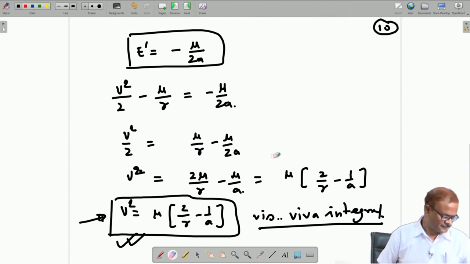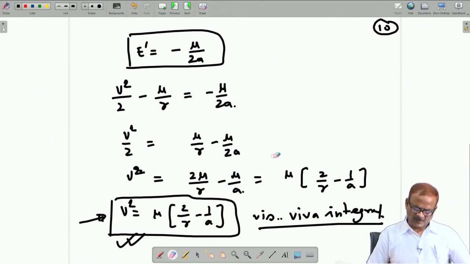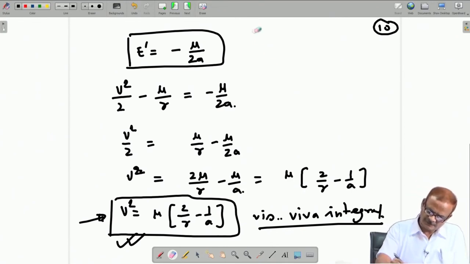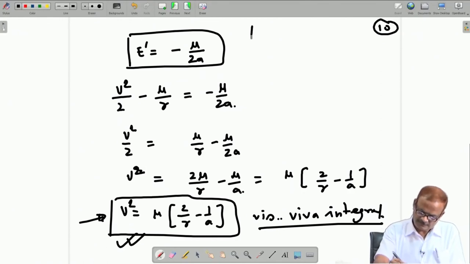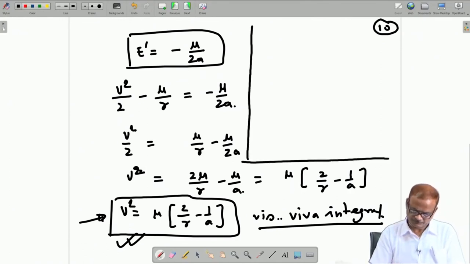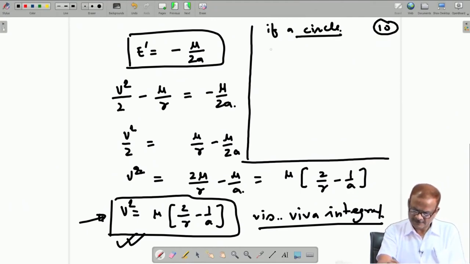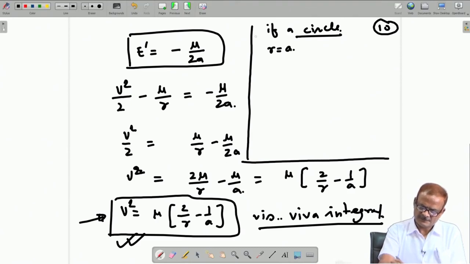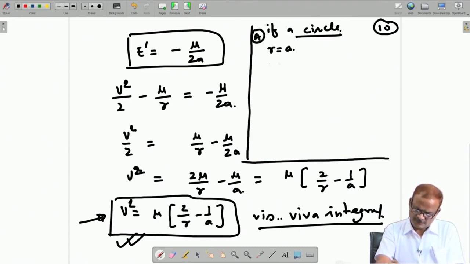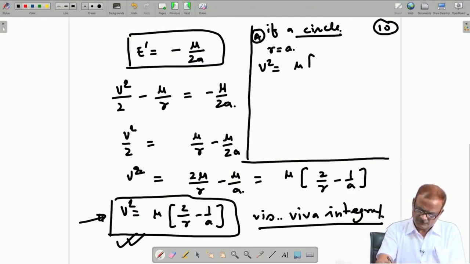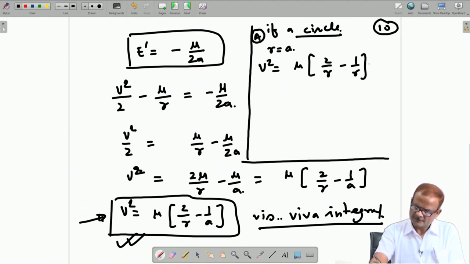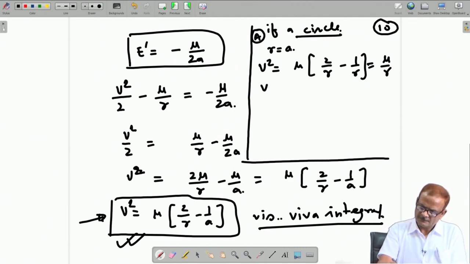Next, and this is very important, let me discuss this particular expression here. Say if the orbit is a circle, then in that case R equal to A, this is case number A. So, V square equal to mu times 2 by R minus 1 by R, equal to mu by R, and V equal to under root mu by R.